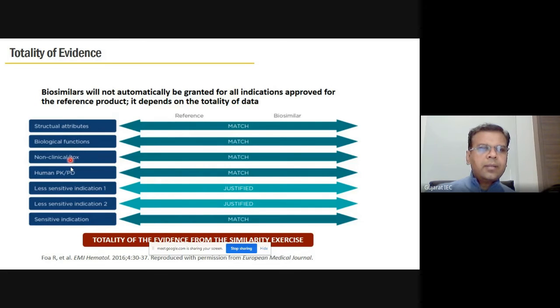These are the various head-to-head comparisons, or various things which we need from the reference drug as well as the biosimilar. So you need to have a match with respect to the structural, biological, non-clinical, and PK/PD aspects. Those should match. The sensitivity could be different with respect to indication 1, indication 2, or a different indication. Like, say, it could be effective in rheumatoid arthritis, but it may not be effective in plaque psoriasis.